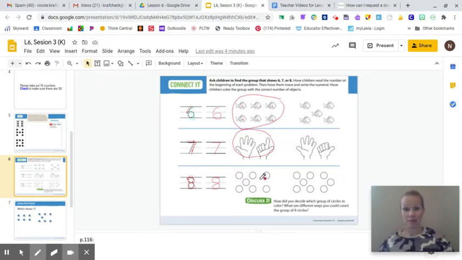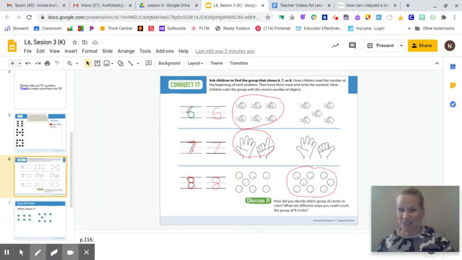Now I'm going to look at my groups and I'm going to count to see which group has 8. I'm going to start with this one. 1, 2, 3, 4, 5, 6, 7. That group only has 7, but I'm looking for 8. So I know it can't be this group. I'm going to try this one. 1, 2, 3, 4, 5, 6, 7, 8. This group here shows 8, so I am going to circle that group.